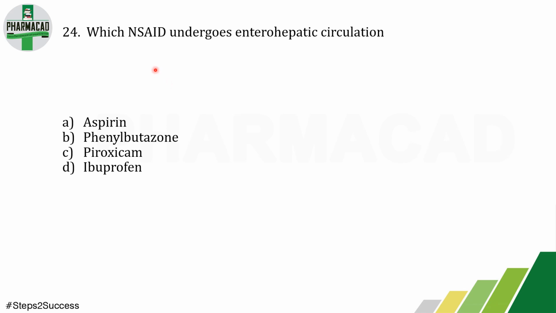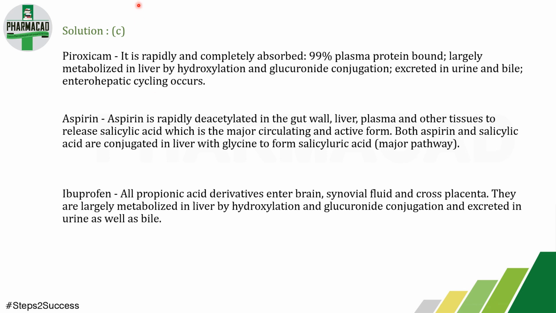Next question. Which NSAID undergoes enterohepatic circulation? Is it aspirin, phenylbutazone, piroxicam, or ibuprofen? So the correct option here is option C, that is piroxicam. We need to know the metabolism of all the NSAIDs. So piroxicam is rapidly and completely absorbed. It is 99% plasma protein bound. It is metabolized in liver by hydroxylation and glucuronide conjugation. And here enterohepatic cycling occurs in the case of piroxicam.